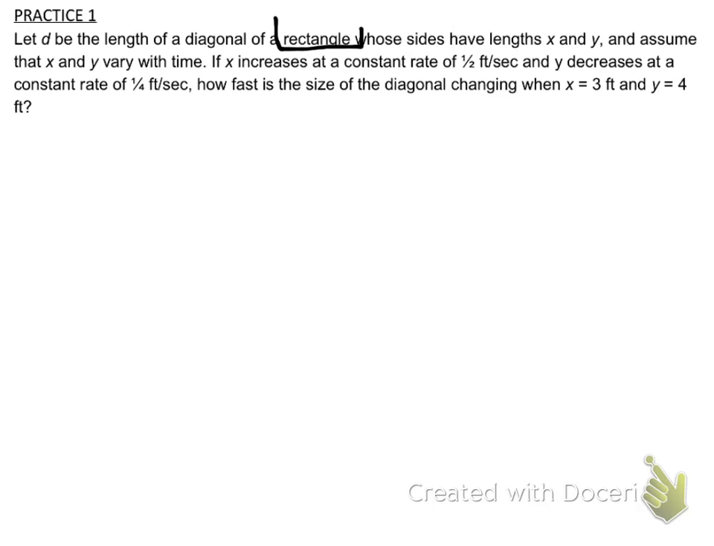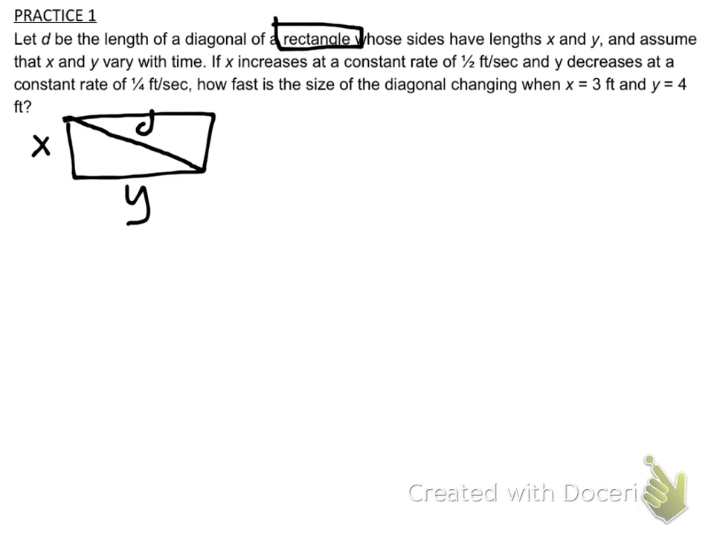So, our first step is to draw a picture, and I know that the shape we're looking for is a rectangle. So let me draw a rectangle. This rectangle has the lengths x and y, and it says it has a diagonal. So D is the length of the diagonal, and if you remember, a diagonal is a line that goes from one vertex to the opposite vertex. Now, all the other numbers that I'm given are either rates, which is something that's changing, or I know that x and y are changing. So those are all numbers that are changing, so I'm not going to label them on my picture. I'm going to list them in my given and find numbers.